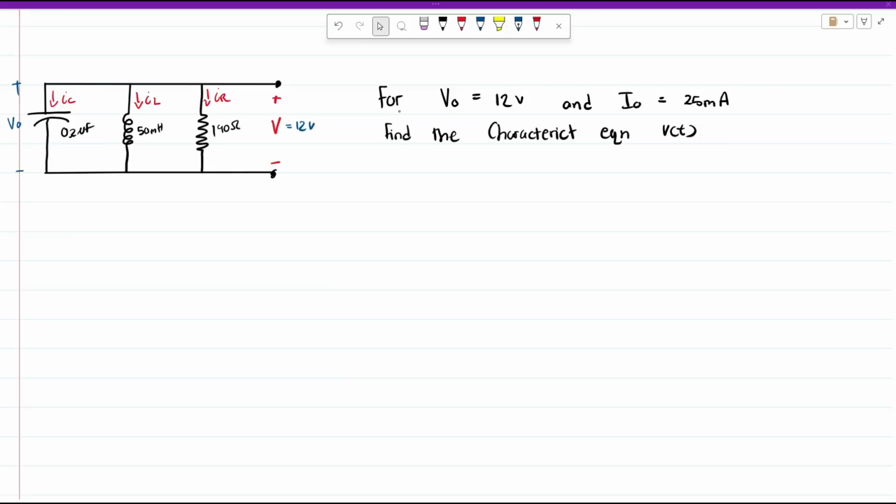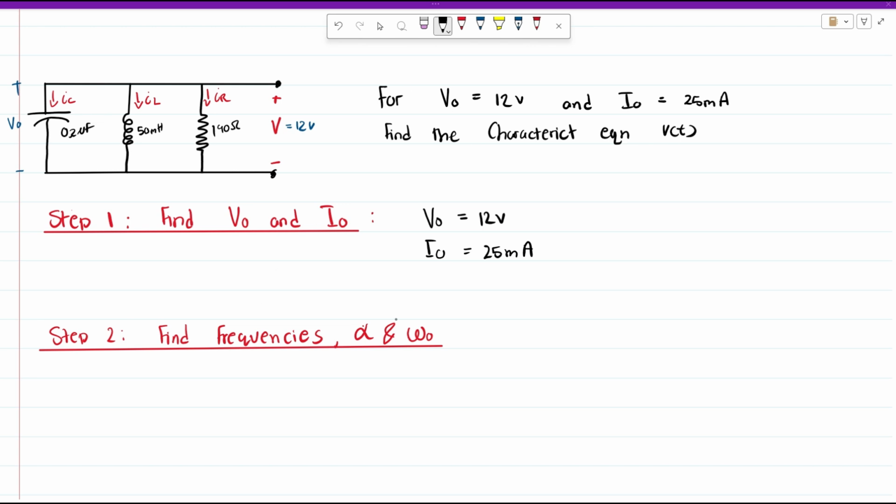So let's do an example. We have a parallel RLC circuit on the left with a capacitor, inductor, and a resistor. The instruction gives VO equal to 12 volts and IO equal to 25 milliamps. Find the characteristic equation for VT. The first thing we have to do, step one, is to find VO and IO, which we are already given. So we're going to skip this step and move on to finding the frequencies.